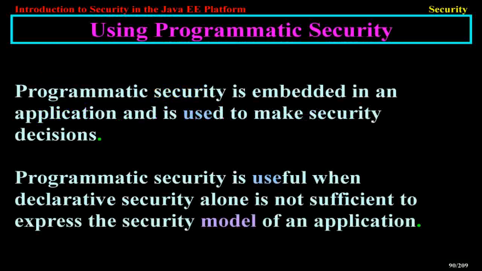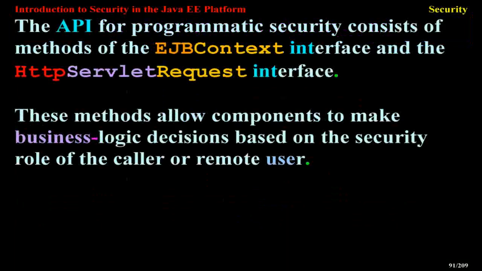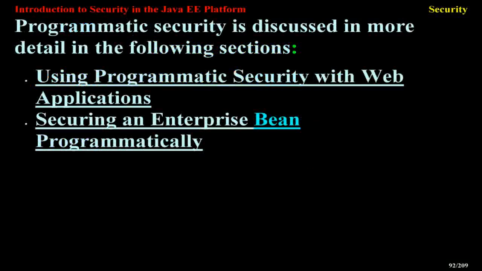Using programmatic security. Programmatic security is embedded in an application and is used to make security decisions. It is useful when declarative security alone is not sufficient to express the security model of an application. The API for programmatic security consists of methods of the EJBContext interface and the HttpServletRequest interface. These methods allow components to make business logic decisions based on the security role of a caller or remote user. Programmatic security is discussed in more detail in the following sections. Using programmatic security with web applications, securing an enterprise bean programmatically.